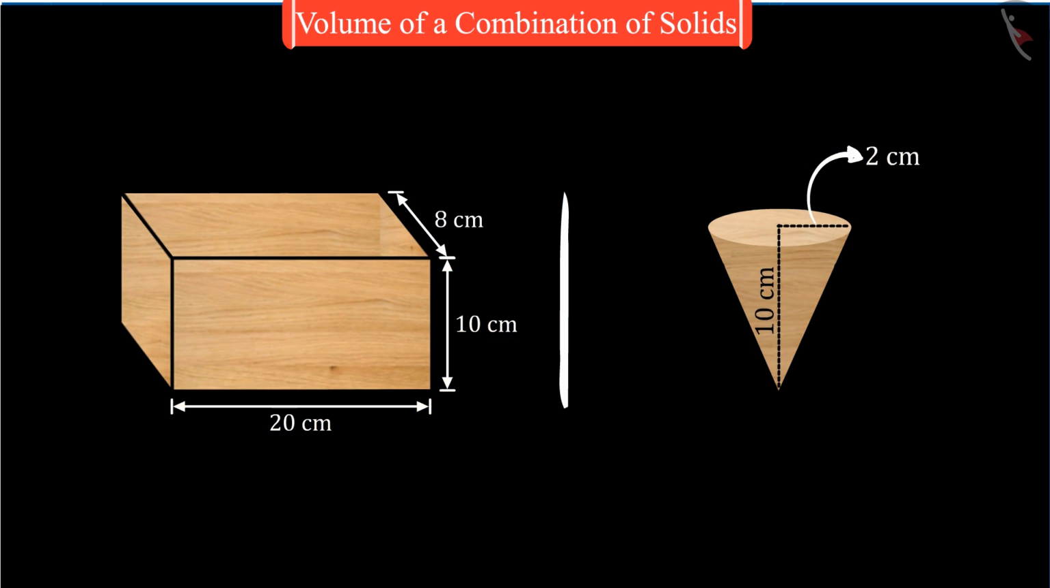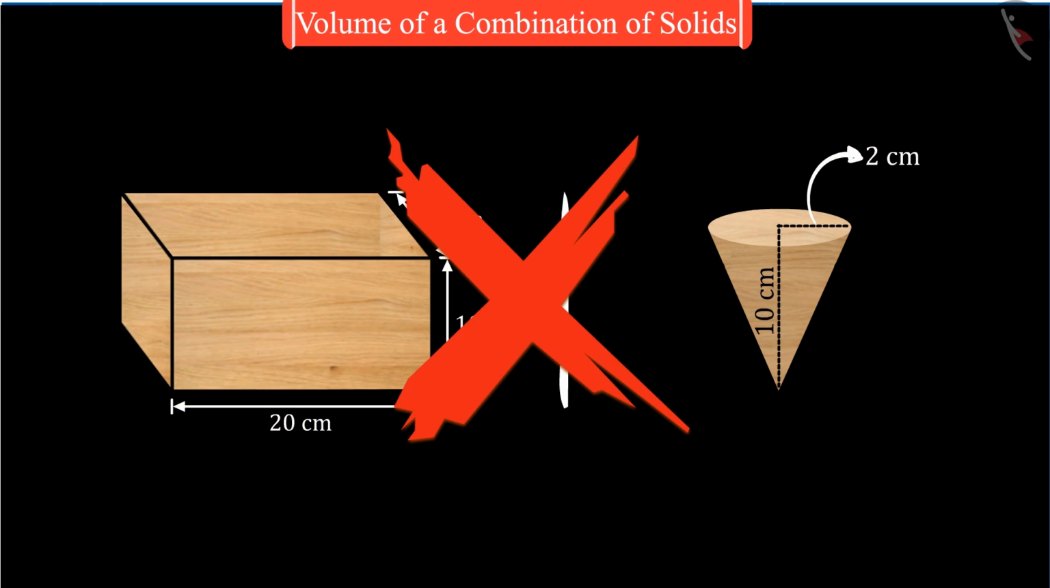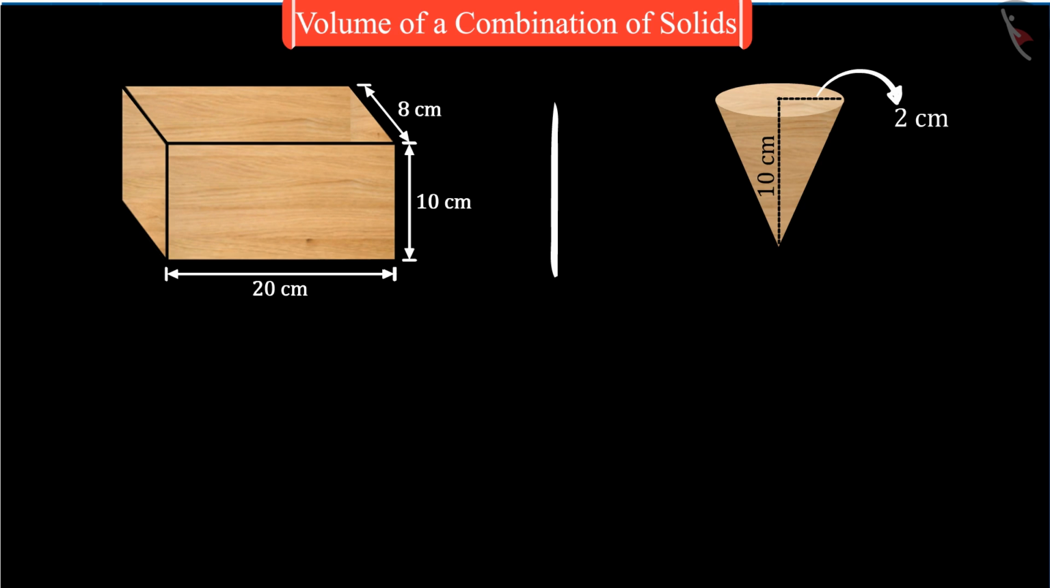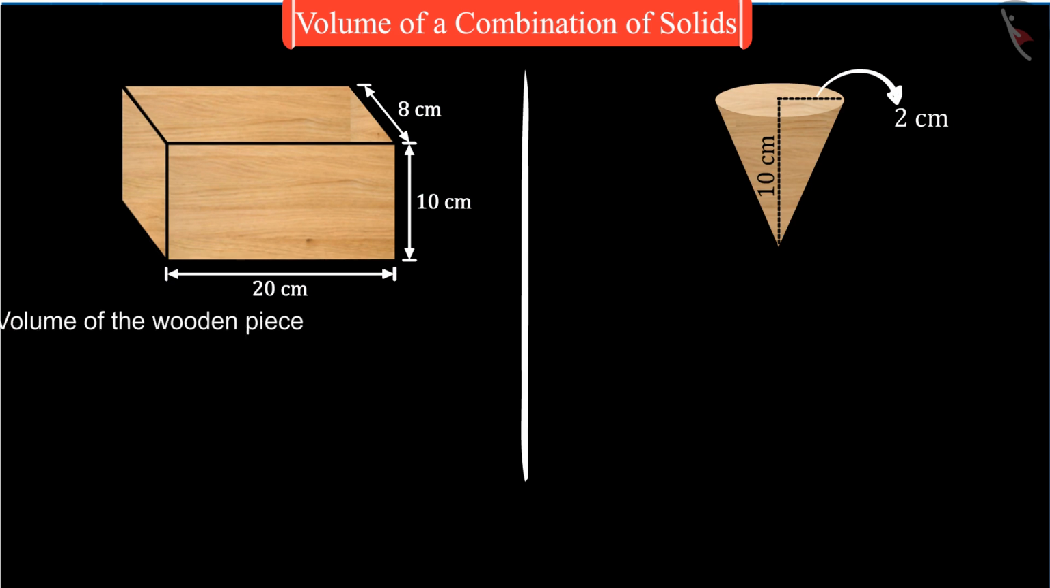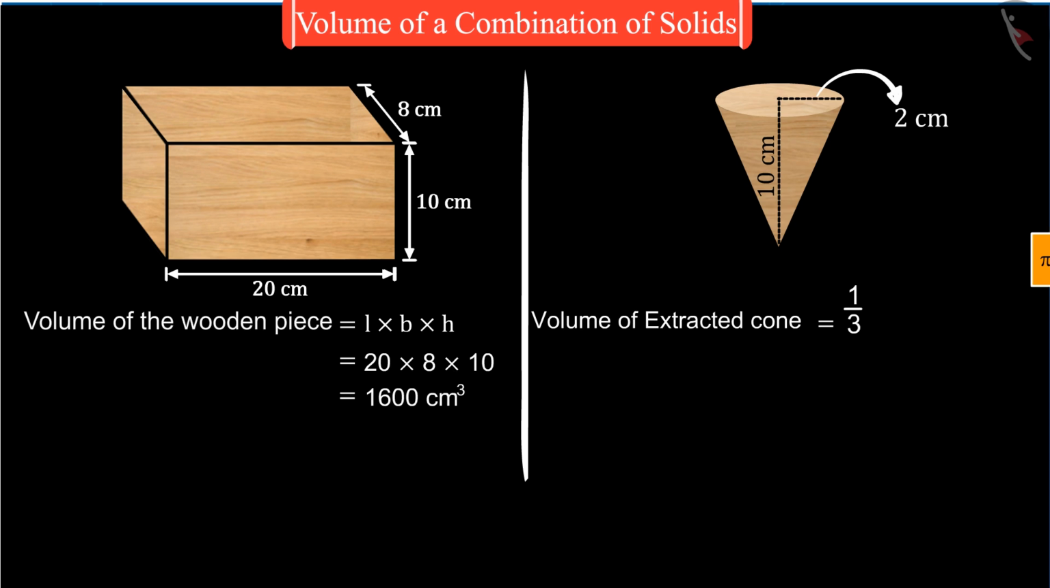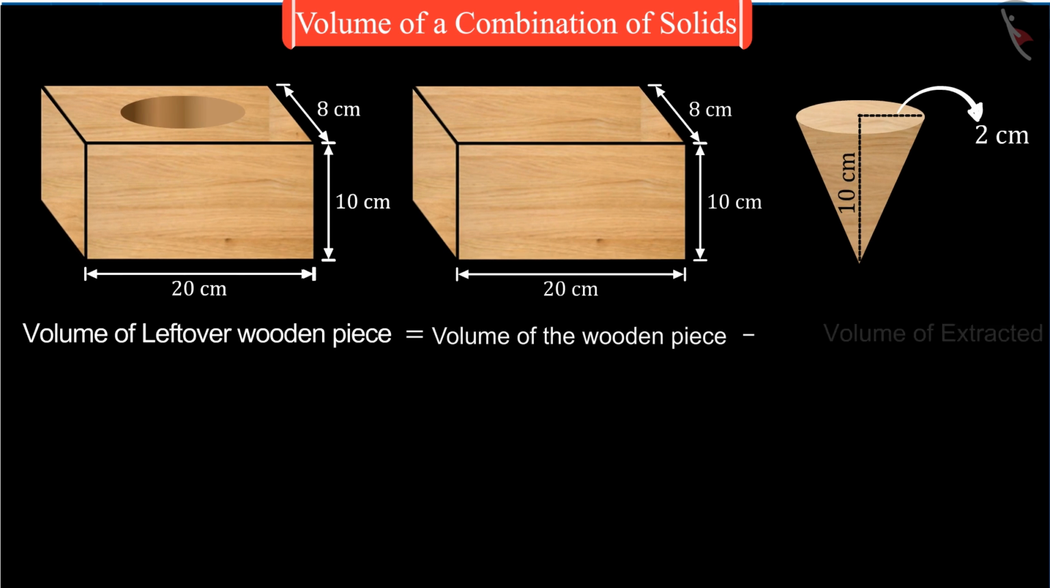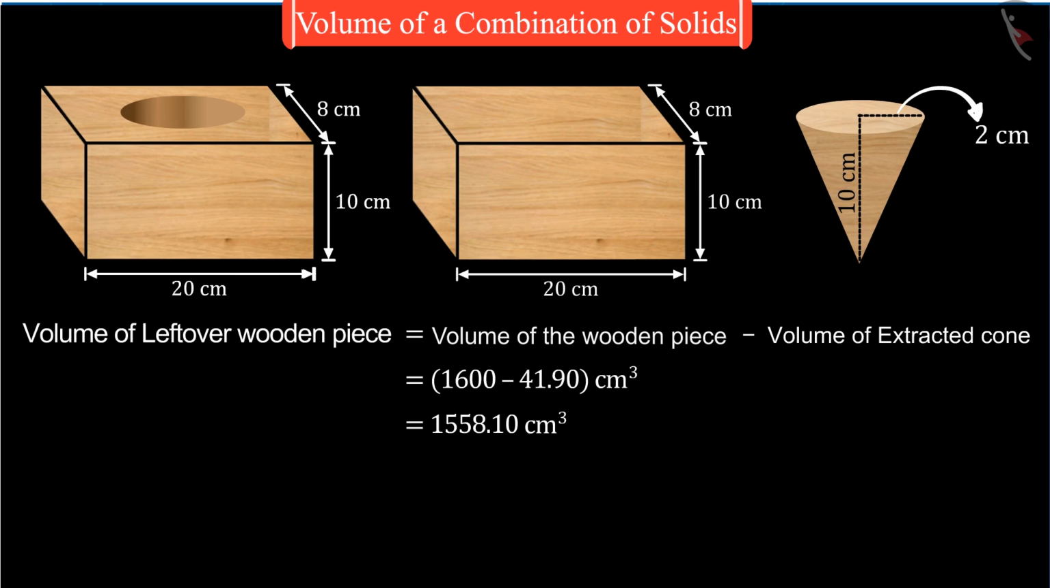But this time, these solids are not joined. So here, we will not find the sum of the volumes of these solids. Since here, one solid is taken out of the other solid, so here we subtract the volume of the smaller solid from the bigger solid. And this gives us the volume of the remaining piece of wood.